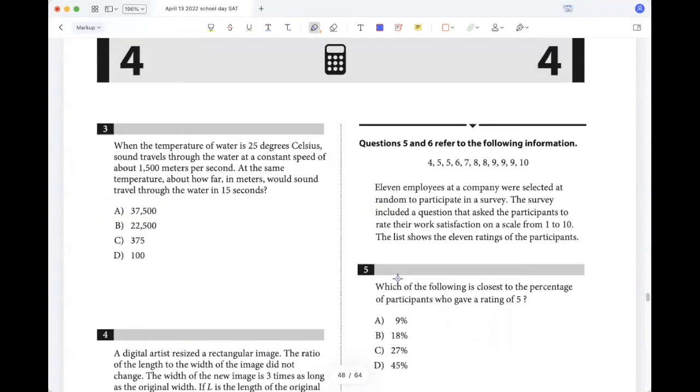When the temperature of water is 25 degrees Celsius, sound travels through the water at a constant speed of about 1500 meters per second. At the same temperature, about how far in meters would sound travel through the water in 15 seconds? Okay, so distance is speed into time. So 1500 meters per second into 15. So 2500 meters.